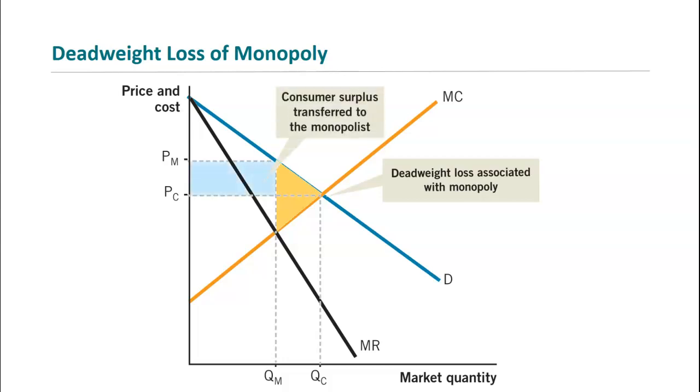So the consumer surplus becomes smaller than it was before, and a lot of that consumer surplus gets transferred to the monopolist. Some of that consumer surplus becomes deadweight loss. So two things happen here. One, we have deadweight loss because we have a decreased quantity, and two, we have consumers losing some of their surplus to the monopolist because of the increased price. The monopolist now is making more, and the consumer is paying more.